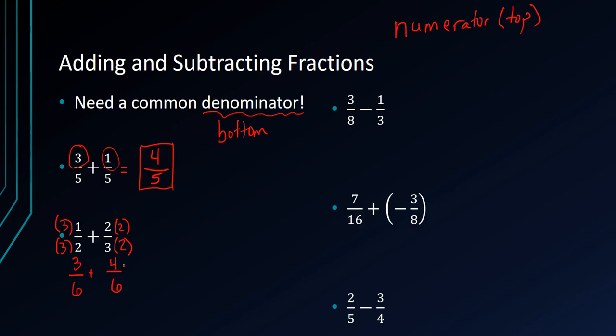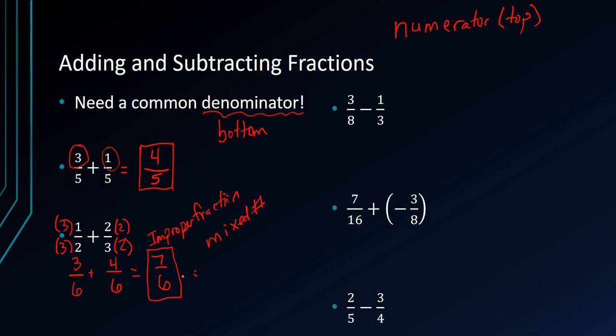Now I have sixths and sixths, so I can add them together. 3/6 and 4/6 is 7/6. Now I'm okay if you want to leave it as an improper fraction. That means that the top or the numerator is bigger than the bottom, the denominator. You can also change this into a mixed number. Okay, so that's called an improper fraction. You can change that into a mixed number.